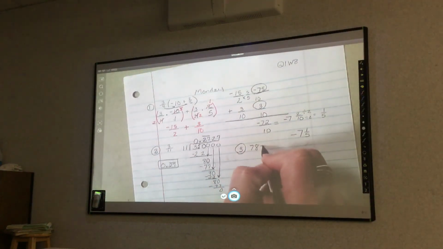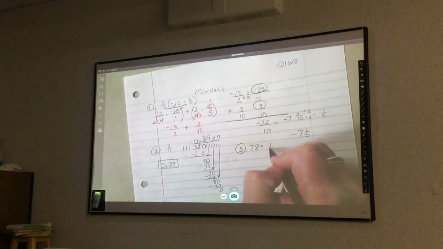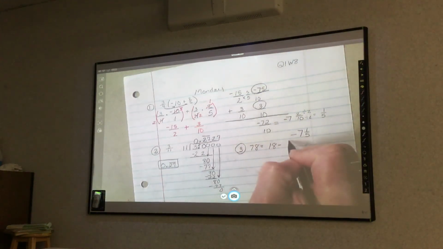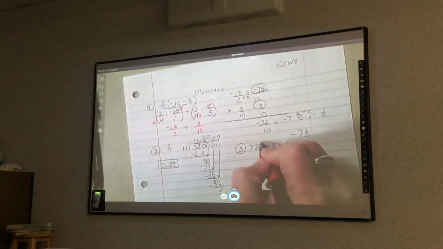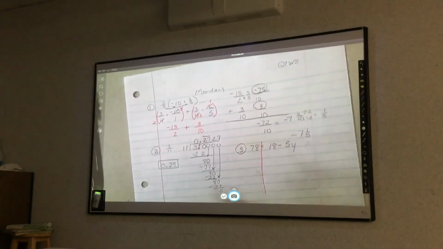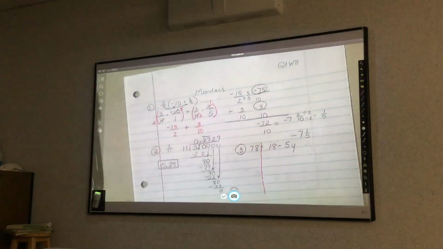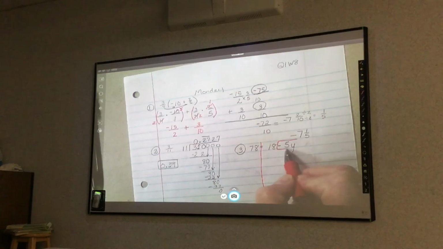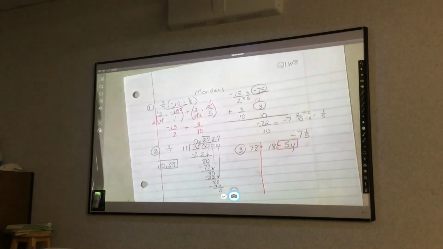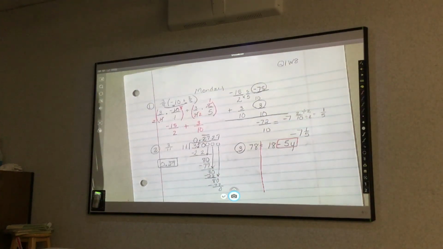78 equals 18 minus 5y. Draw my line, and then I'm going to put a box. Now when I'm doing that, I'm including the negative 5. Always include that sign in front of it, because a subtraction is also like a negative.